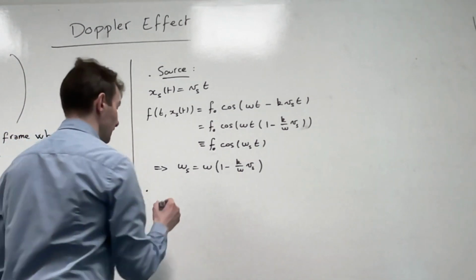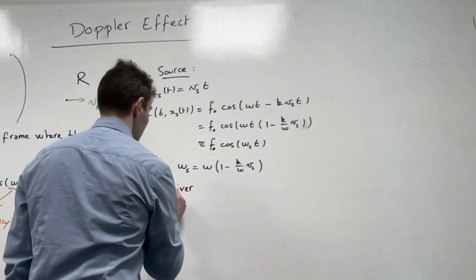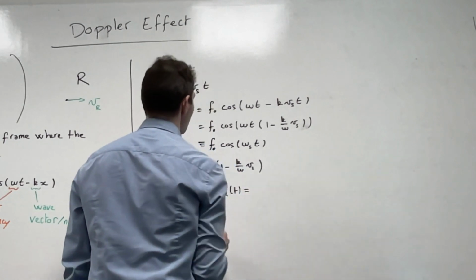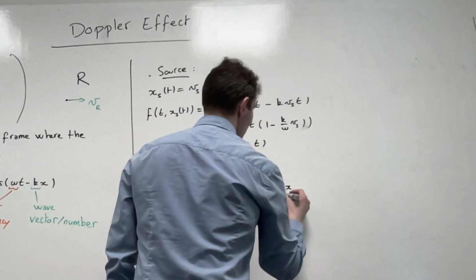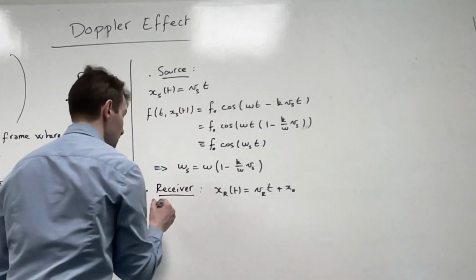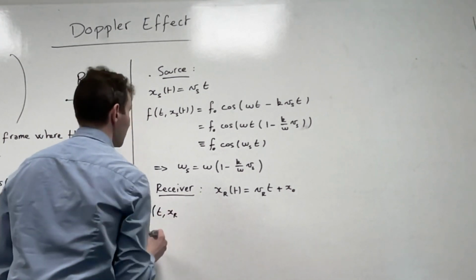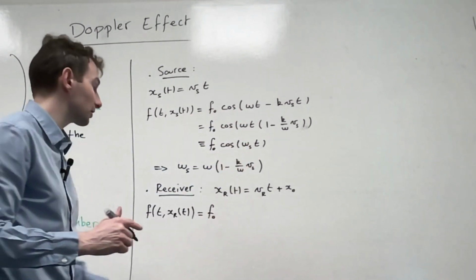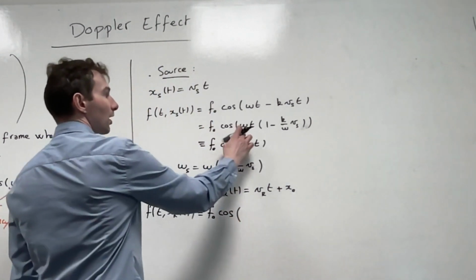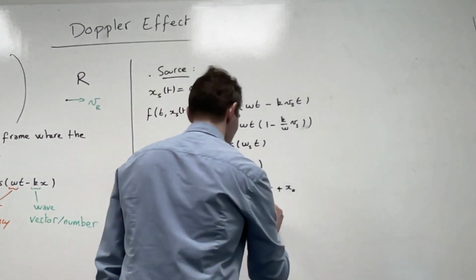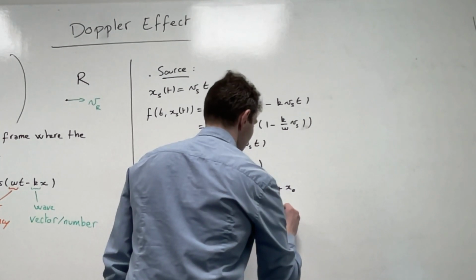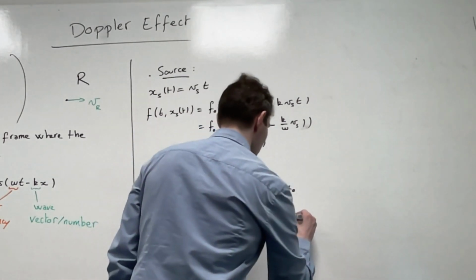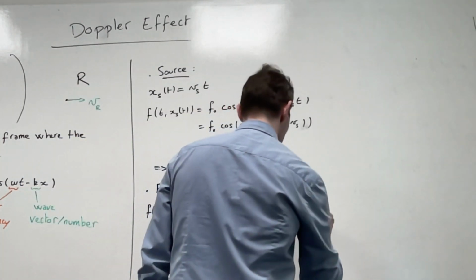Now I can do the same with the receiver. So for the receiver, let's put the equation of motion here. x_r of t is going to be, for example, equal to v_r of t, and then plus some x0. Again, I'm going to substitute in there, so I've got f of t, x_r of t, and I'm going to perform the very same calculation here. So it's going to be cosine, and I can readily write this part here, because that's the same: omega t, and then 1 minus k over omega, v_s, and then I've got v_r, sorry, and then I've got this plus x0.